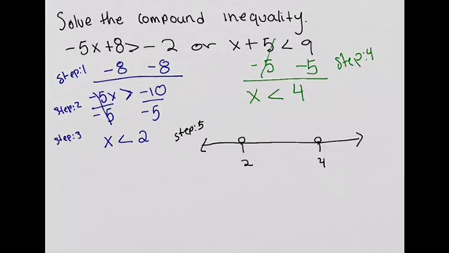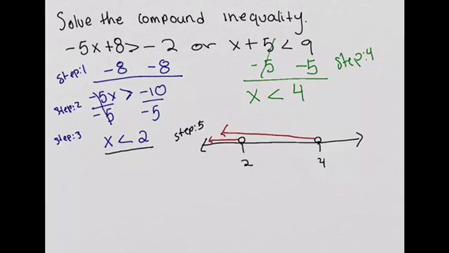Okay, and then I'm going to read from the x. So the first one is x is less than 2, which means the arrow will be going towards the negative side. And I'm going to read the second one. It says x is less than 4. So the arrow is going to be going this way.